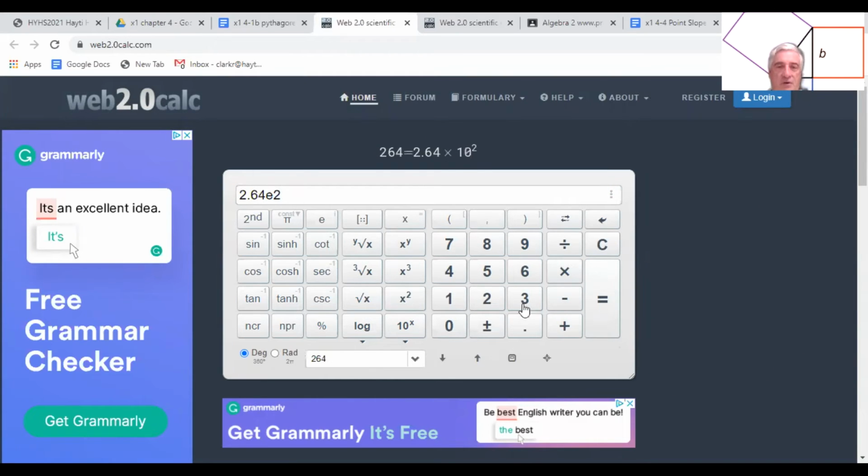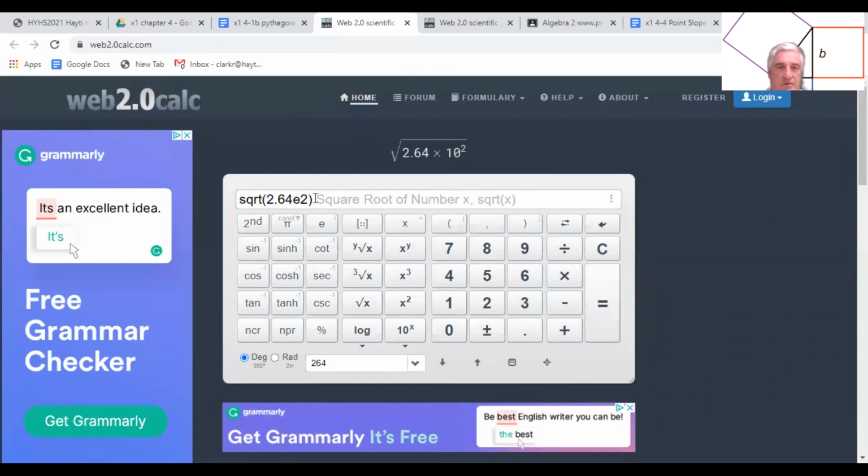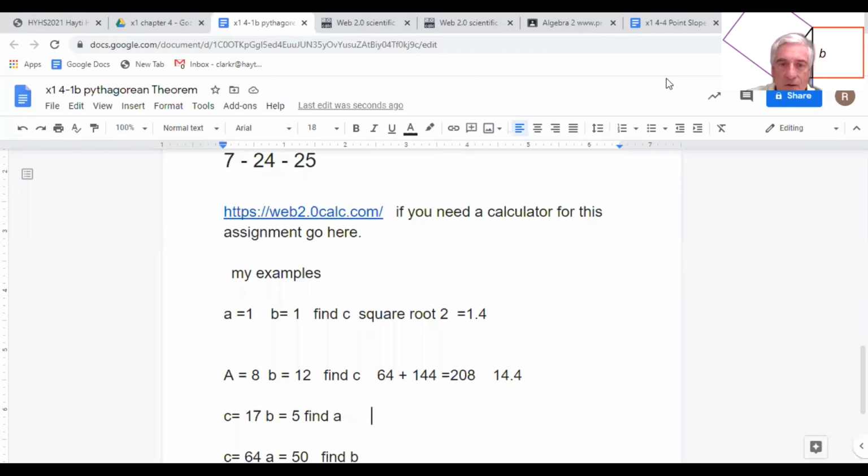We get 264, and we want to take the square root of that. There's the square root side. The square root of 264 is equal to 16.2. So A is 16.2.